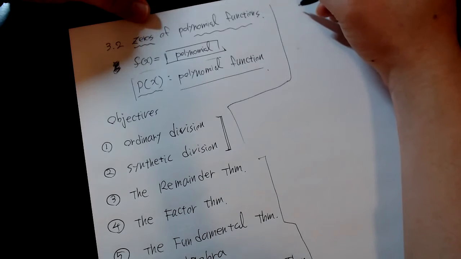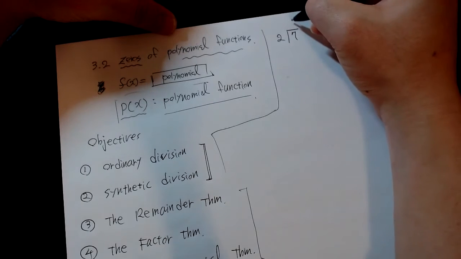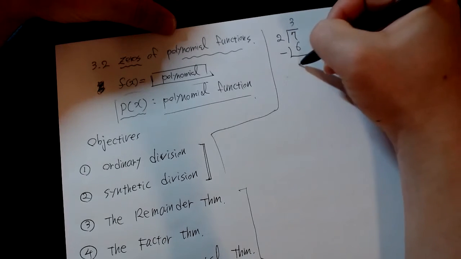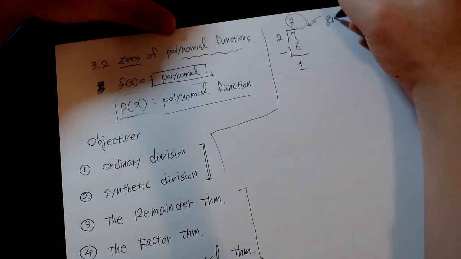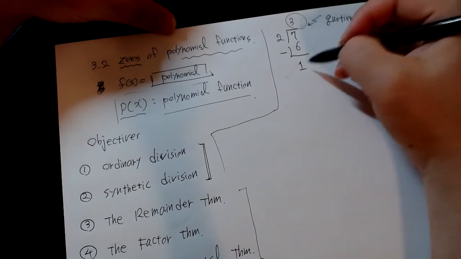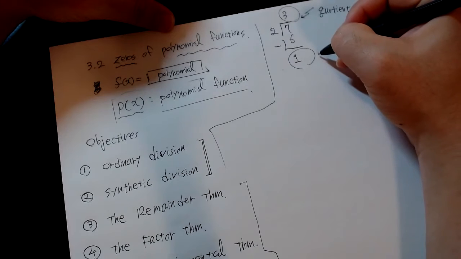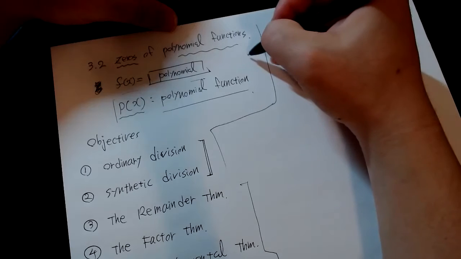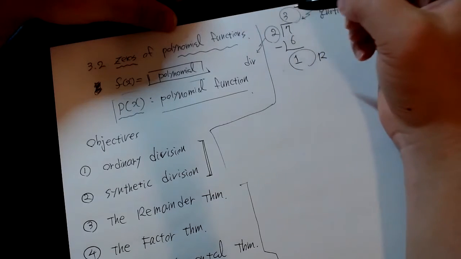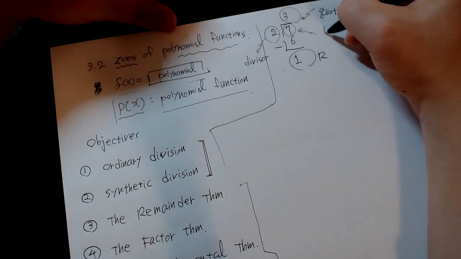Just think about this. I want to divide 7 by 2. Then we know how to do it. It's really easy, right? 2 times 3 is 6. We subtract 6 from 7, we get 1. That is called the quotient, and that is called the remainder. Let me use a capital letter R for the remainder. This is the divisor, and this is the dividend.